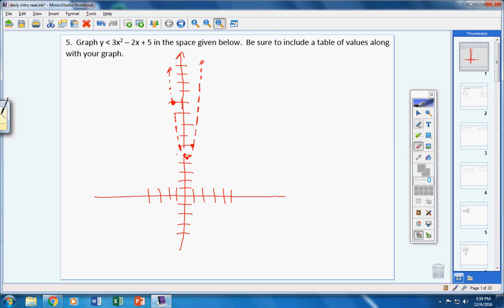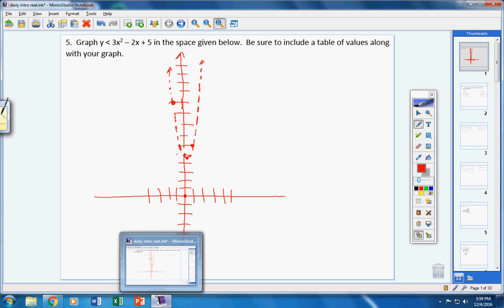Now, when you go to test a point, I always encourage you to use 0, 0 when you can, okay? If 0, 0 lies on the parabola, then don't use it. If that ever happens, then what point do you use? You use a point that lies on the y-axis. That's the easiest way to do it. But in this case here, does 0, 0 lie on the parabola? No, it does not. So let's test 0, 0.